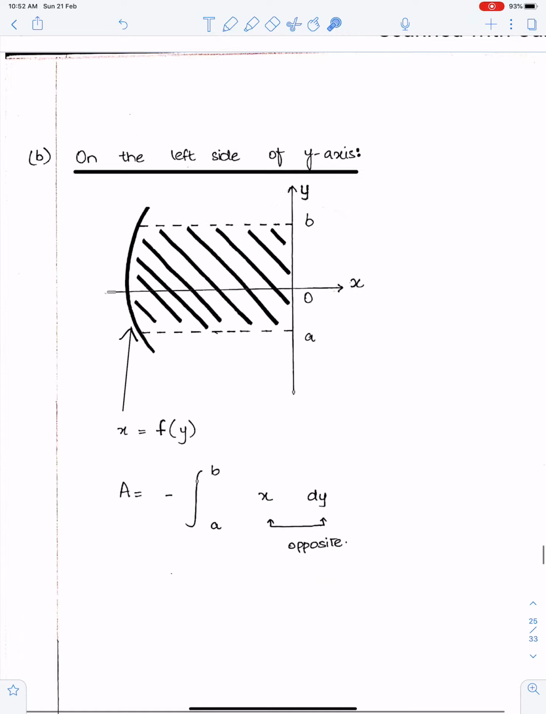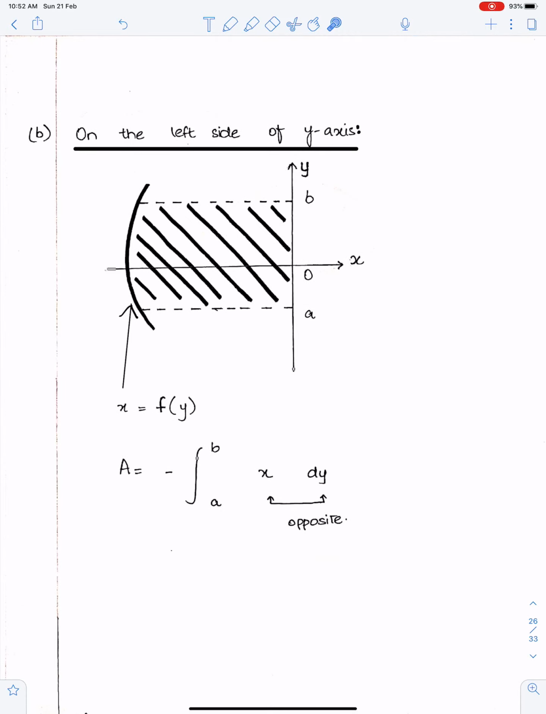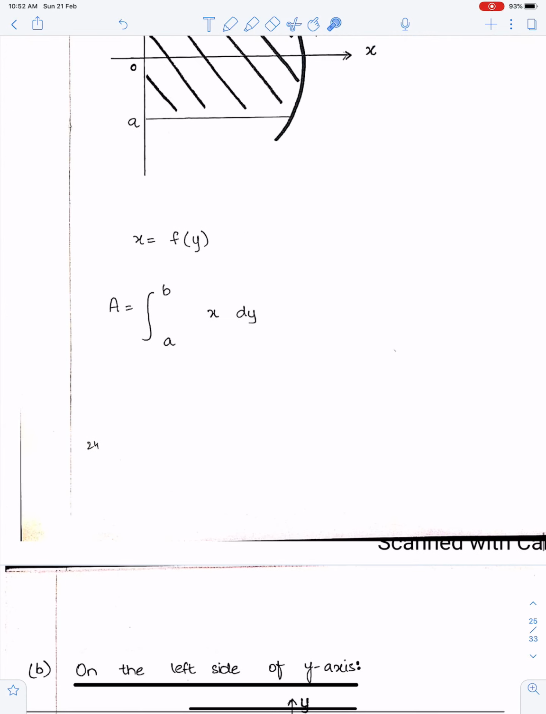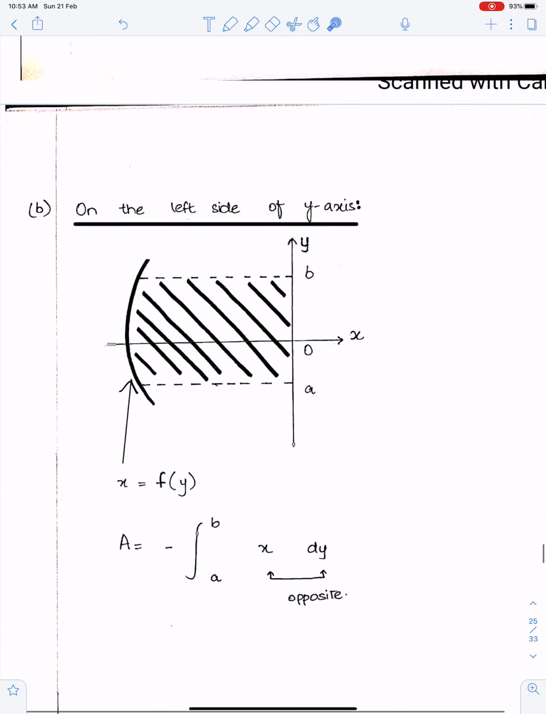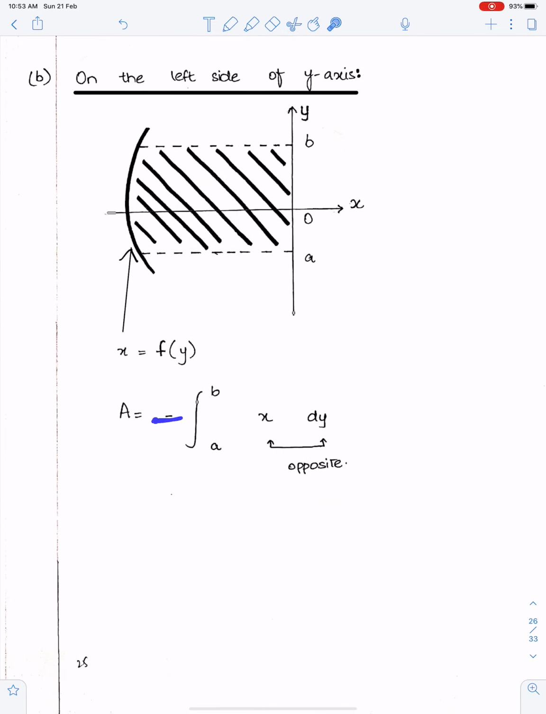When this curve is on the left side of the y-axis, then the formula will be the same, but you need to write a negative sign before the sign of integral. Just need to write the negative sign and the formula is the same, because this answer will be negative and this negative will convert the negative into positive.